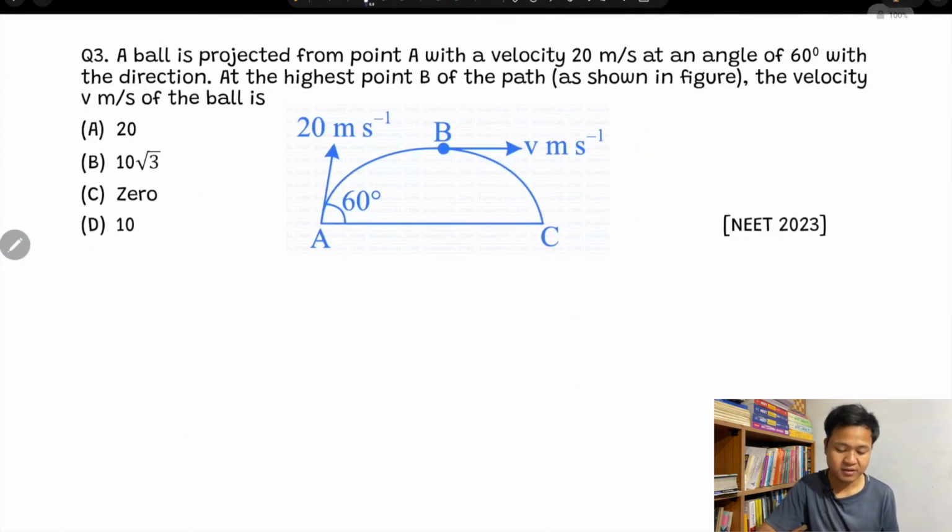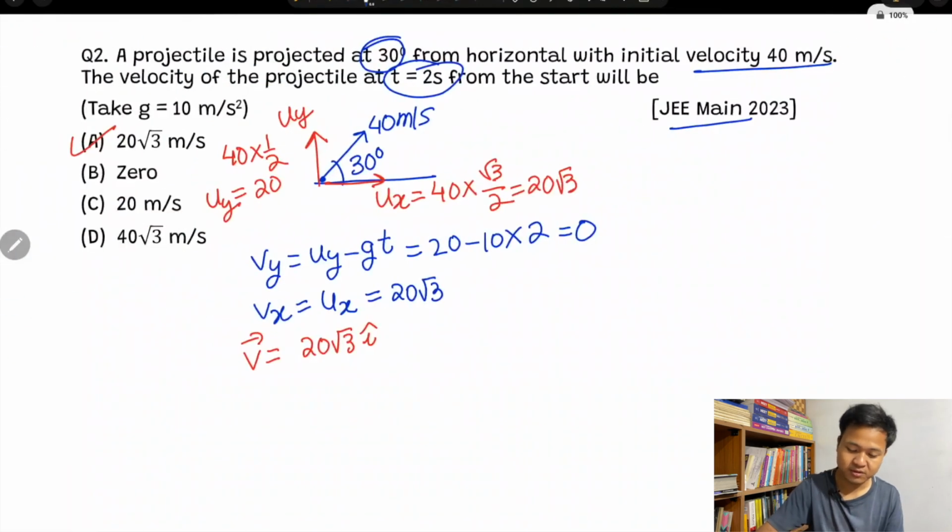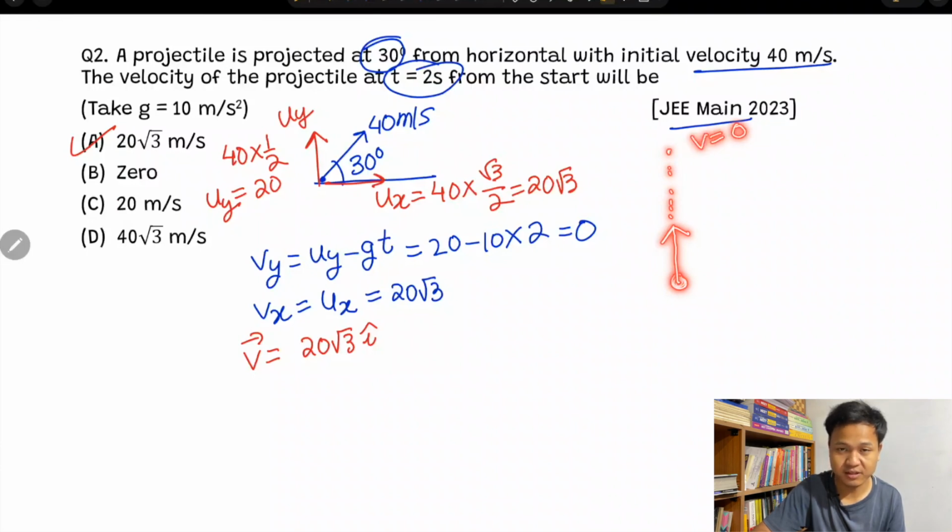So next, a ball is projected from a point A. Initial velocity is 20 meter per second. Angle is 60. At the highest point, what is the velocity of the ball? Previous question also, vy is 0. If you consider the vertical component, suppose I have an object thrown upward, it goes upward. When it reaches the topmost point, here v becomes 0. Okay, so it will come down again. So at the topmost point, v is 0.